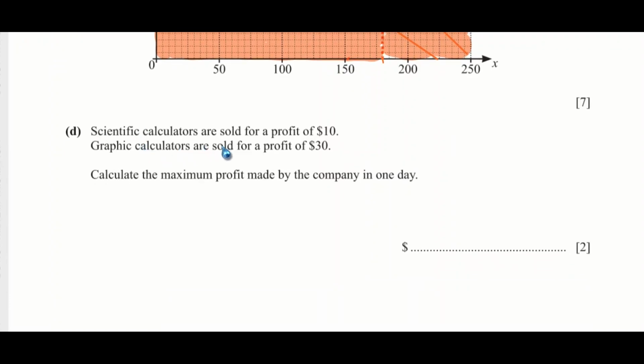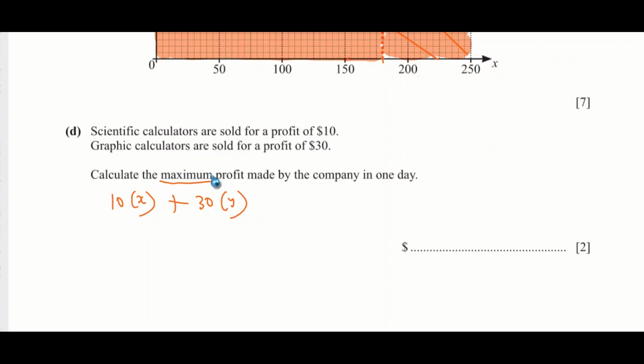Okay, so scientific calculators are sold for a profit of $10. So that is calculators, right? So that would be 10 into x. Then graphic calculators are sold for a profit of 30. So that would be plus 30 into y. So calculate the maximum profit made by the company in one day. So we need to find the maximum.